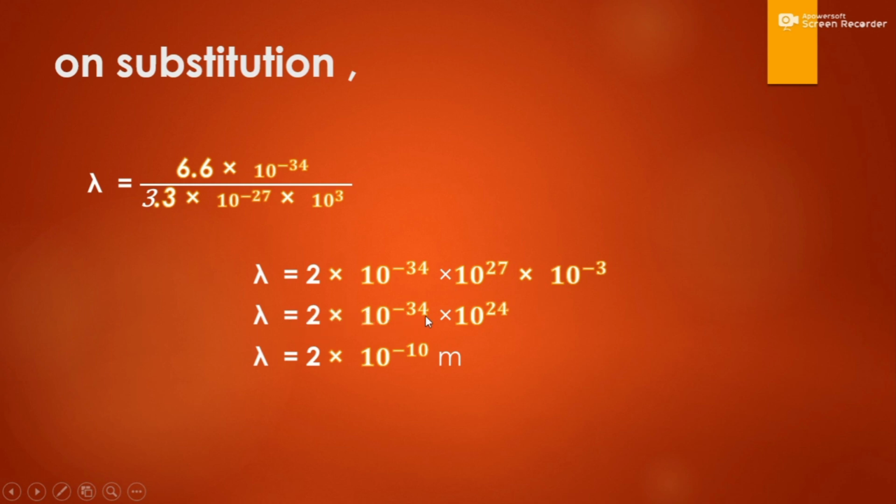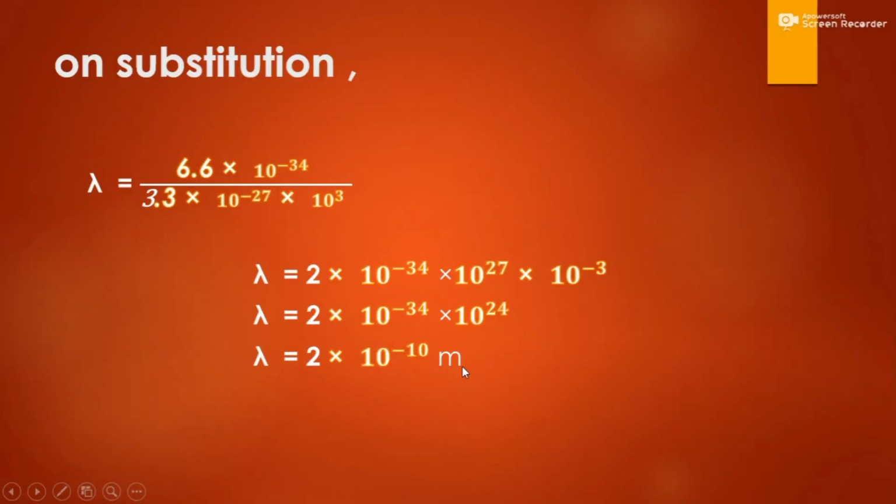And lambda is equal to 2 into 10 raised to minus 34 into 10 raised to 24. This minus 34 and this plus 24 become 10 raised to minus 10. So lambda is equal to 2 into 10 raised to minus 10 meter. So the wavelength of that alpha particle is 2 into 10 raised to minus 10 meter.